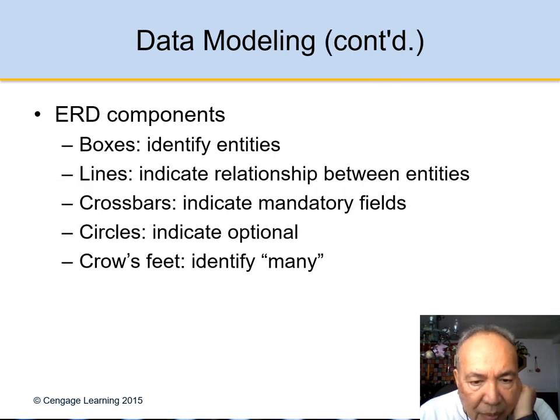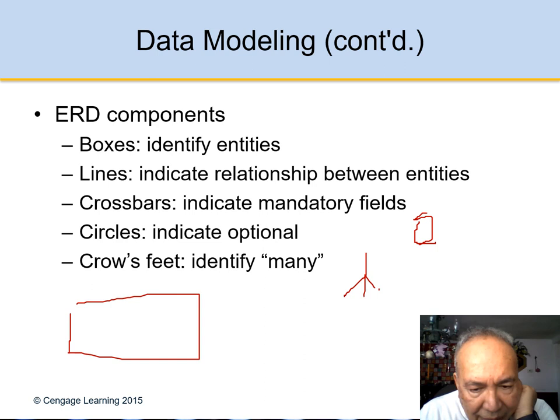ERD components: you have boxes, lines, crossbars, and circles that indicate options. Now this is how to model the data when you plan it, when you do an entity relationship diagram. Okay, circles are optional, and lines indicate the relationship between the data. So this is one data here, and it has a relationship to this other data here. So these are the components of an ERD.